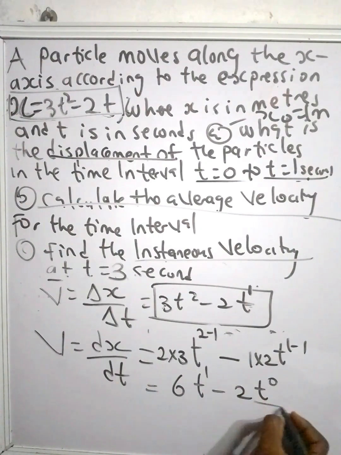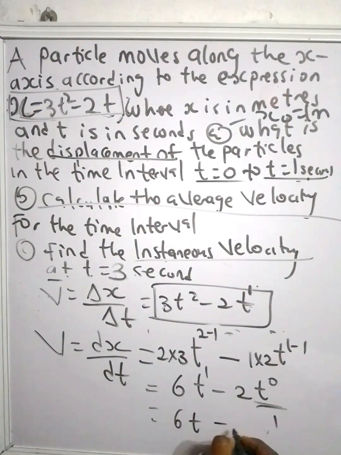Any number raised to the power of 0 in mathematics is 1, right? So that's going to be 6t minus 2, with 2 times 1 being 2. That's going to be 6t minus 2.